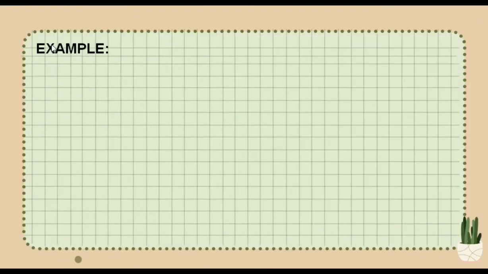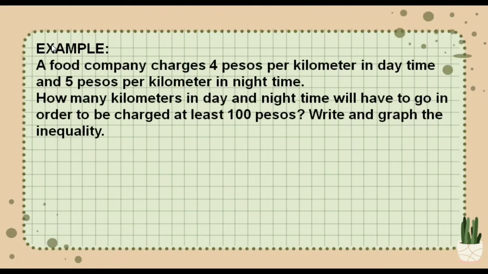So right now, I am going to give you another example, but a word problem. A food company charges 4 pesos per kilometer in daytime and 5 pesos per kilometer in nighttime. How many kilometers in day and nighttime will you have to go in order to be charged at least 100 pesos? Write and graph the inequality.